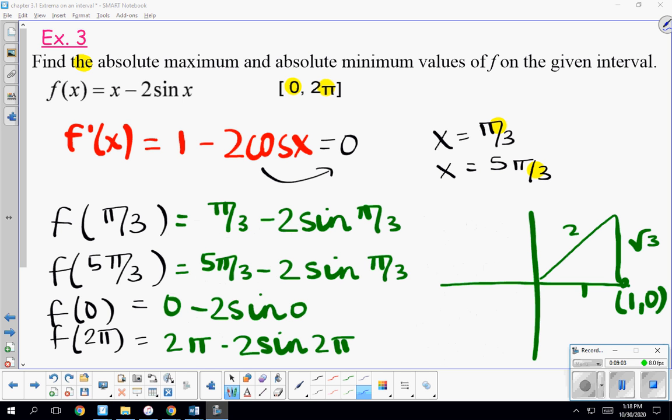So if we continue to evaluate, here we'll get pi over 3 minus 2 times the sine of pi over 3. So sine, again, is going to be opposite over hypotenuse, so it's going to be radical 3/2. Here, whoops, typo. So here we'll have 5 pi over 3. Down here, the sine of 5 pi over 3, again, is opposite over hypotenuse, so it's going to be negative radical 3. So we'll get 5 pi over 3 minus 2 times negative radical 3/2.